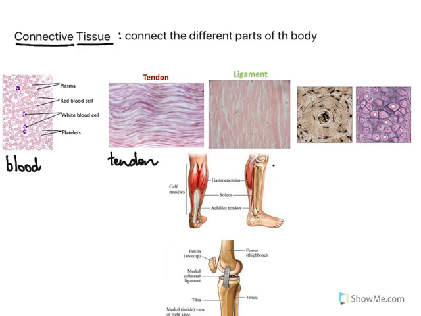Then we have the ligament, which is another kind of connective tissue. So a ligament also is a type of connective tissue that connects between two bones, and you can see here there are two bones and they are connected by the ligament. So this is a ligament.